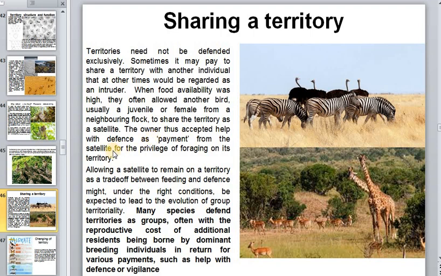And allowing the satellite to remain on the territory is a trade-off between feeding and defense that might, under the right conditions, be expected to lead to the evolution of group territory. Many species defend territory as groups, often with the reproductive cost of additional residents borne by dominant breeding individuals in return for various payments such as help with vigilance.